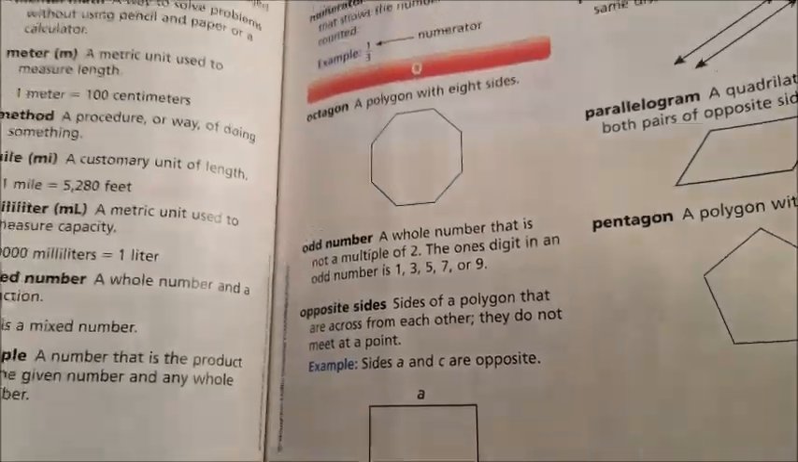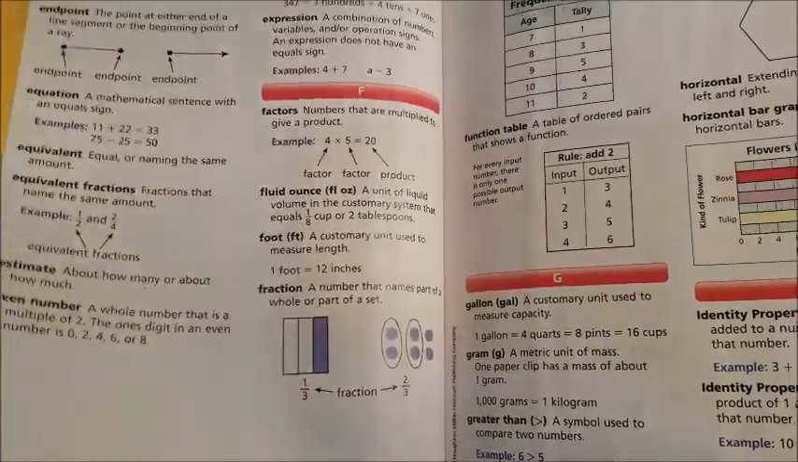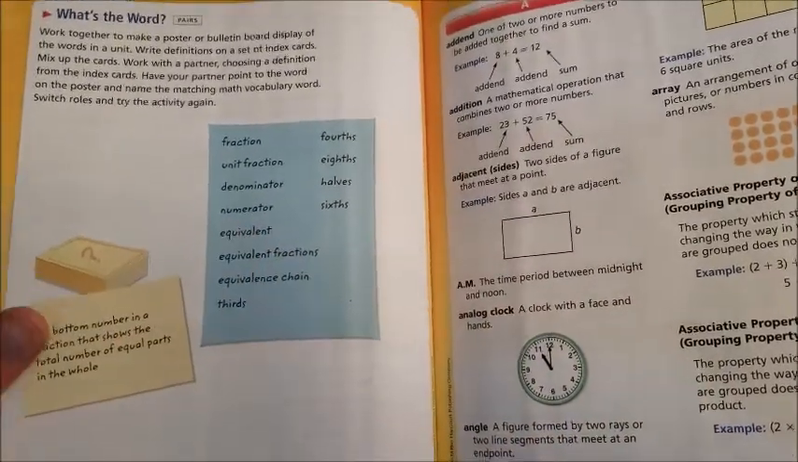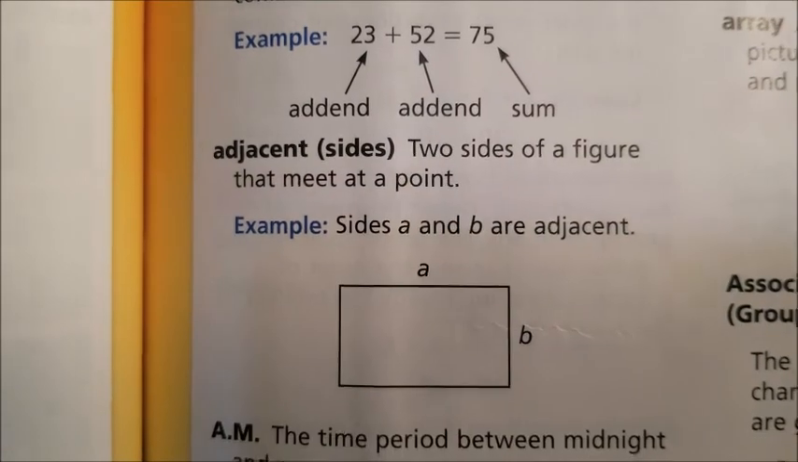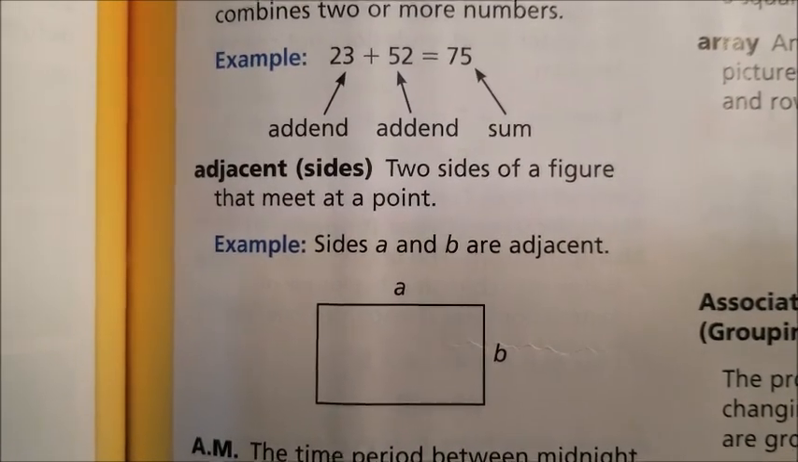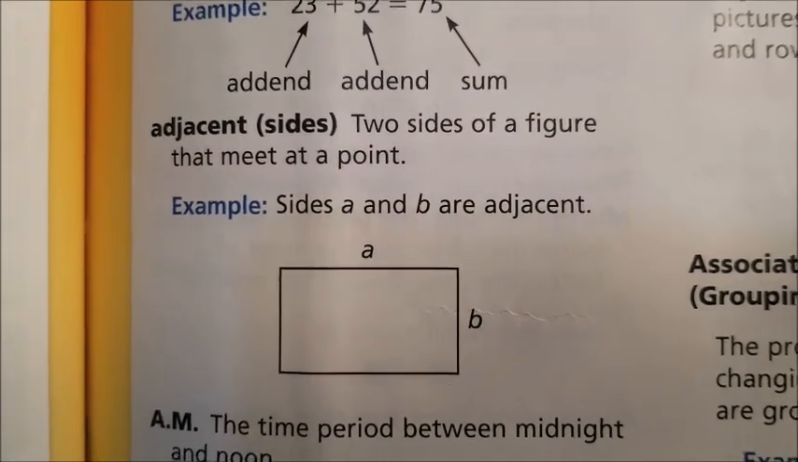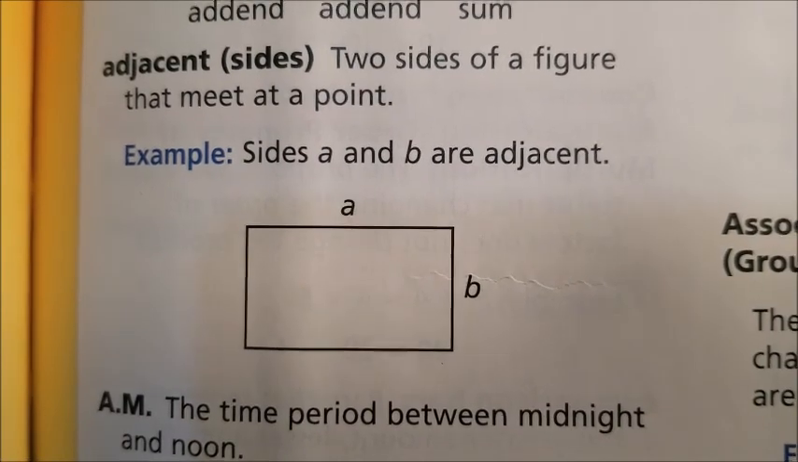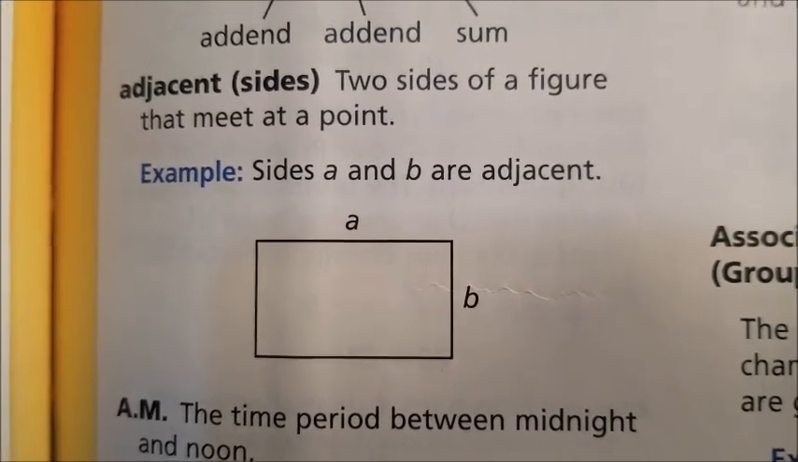Okay, let's see if we can find adjacent. That's got to be at the beginning with the A, right, guys? Adjacent. Oh, there you go. Adjacent sides. Two sides of a figure that meet at a point. And there's our example right there. Side A and side B are adjacent sides. They meet at a point.